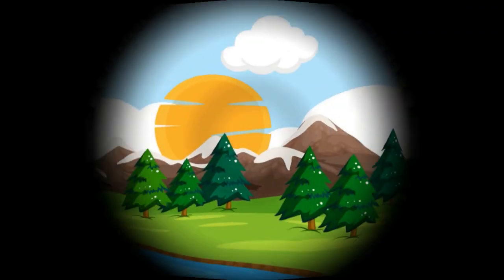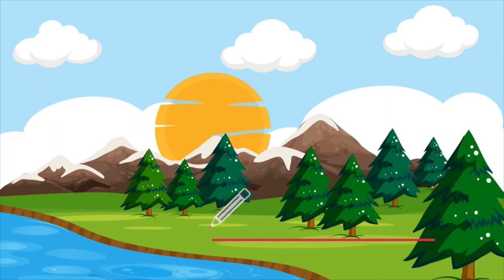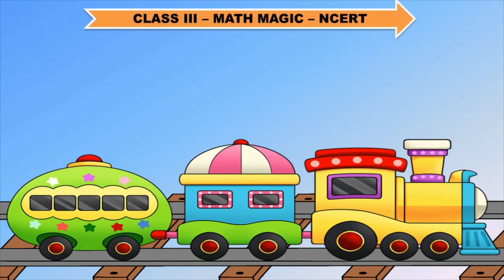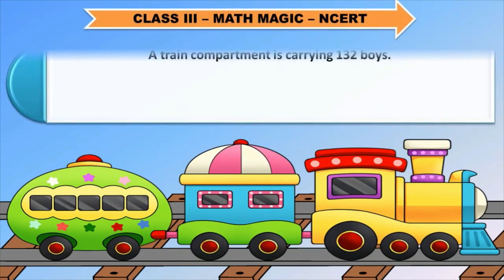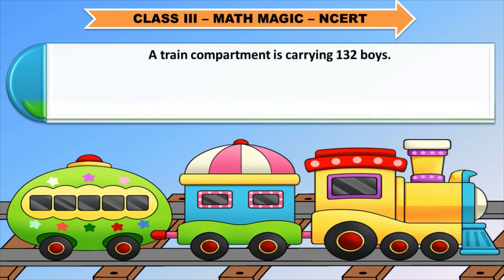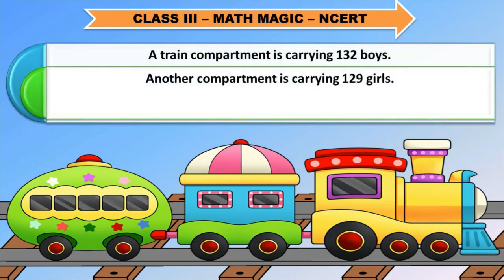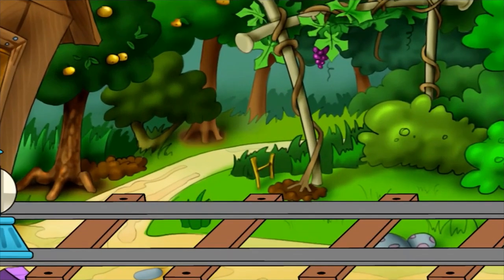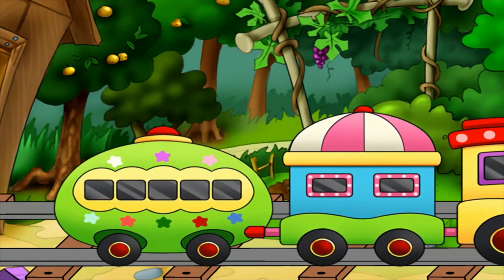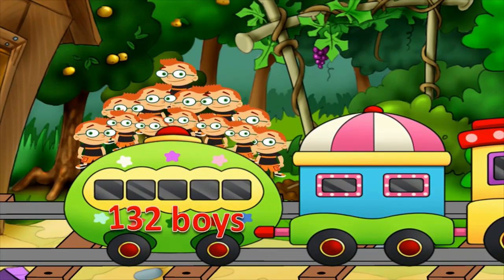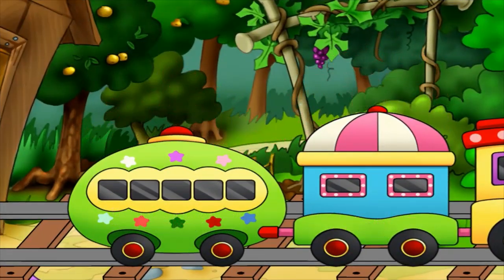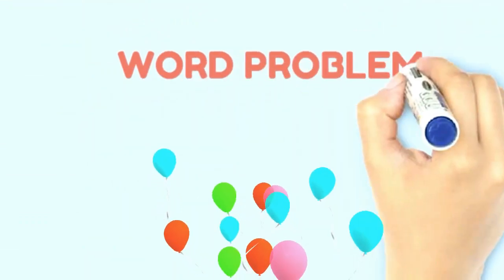Like most other problem solving strategies, even visualization does not work in every situation. For example, have a look at this one. A train compartment is carrying 132 boys and another compartment is carrying 129 girls. In all, how many children are there in both the compartments? Now, for this problem, does it make sense to visualize 132 boys and 129 girls? No, it does not. Instead of visualization, we are going to try a second strategy, cubes.